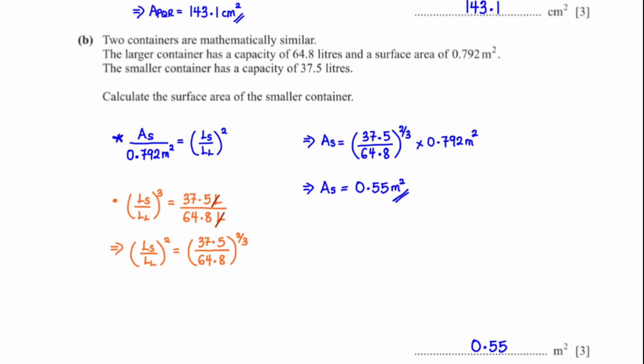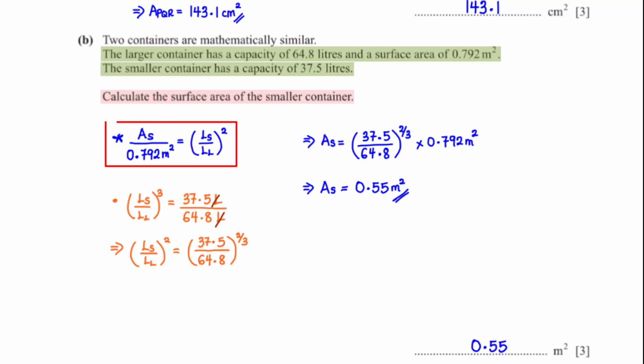Two containers are mathematically similar. The larger container has a capacity of 64.8 liters and a surface area of 0.792 meters squared. The smaller container has a capacity of 37.5 liters. Calculate the surface area of the small container.